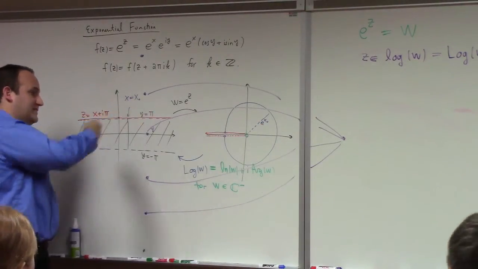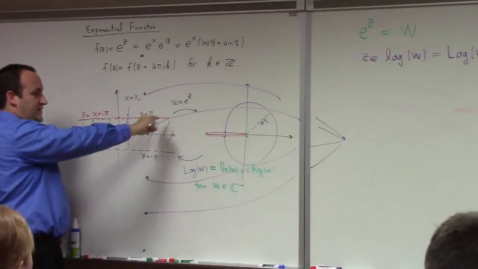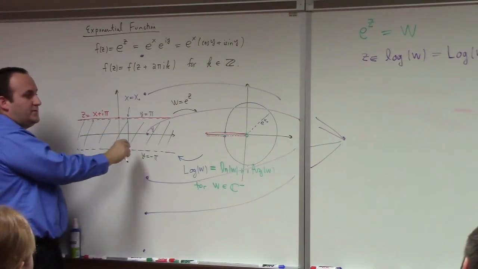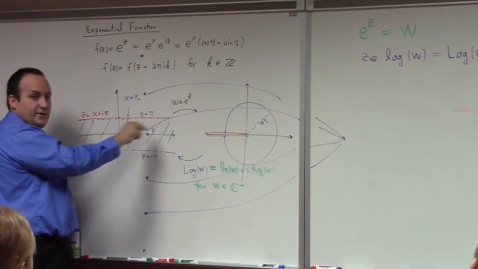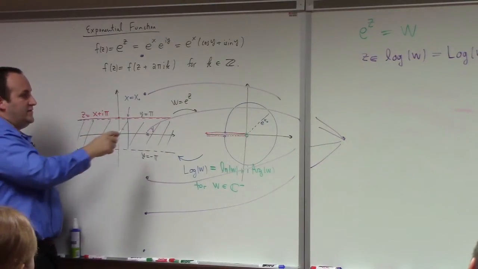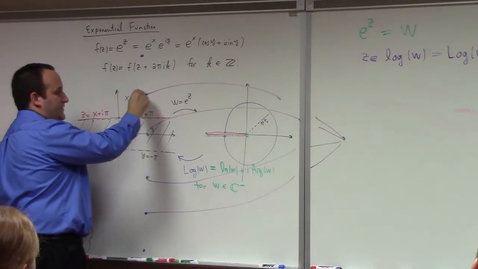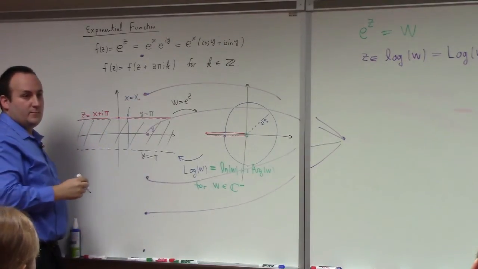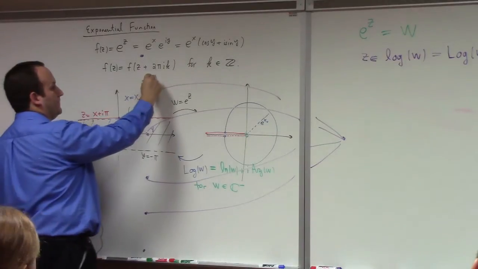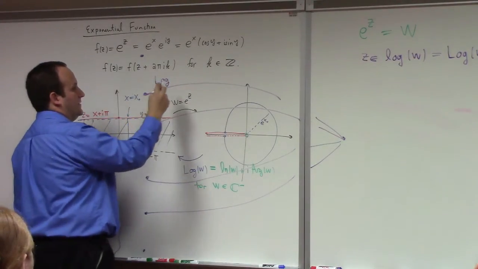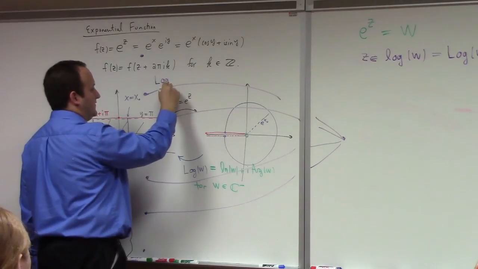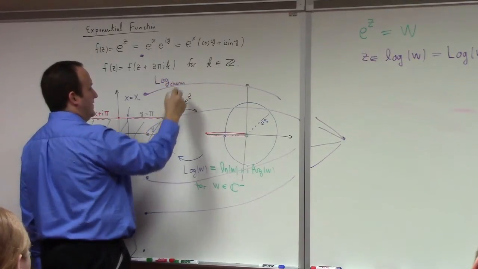So if you want to invert this map, you have to make a choice of one of these values. The principal logarithm chooses the one that's in this strip here. But you could just as well write down a logarithm that went to this point here. What would that be? Let's call it log Sharon of w.